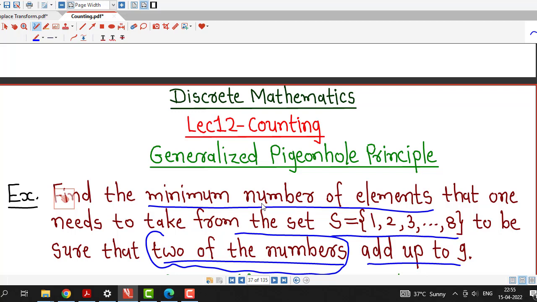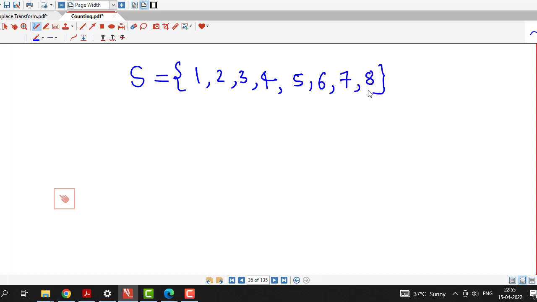So this is an application of pigeonhole principle. First we have to decide which number we have to consider as the number of boxes. So here our set is S equal to 1, 2, 3, 4, 5, 6, 7, 8, and the question is how many elements we should select from this set capital S such that out of those selected elements, two elements have their sum equal to 9.